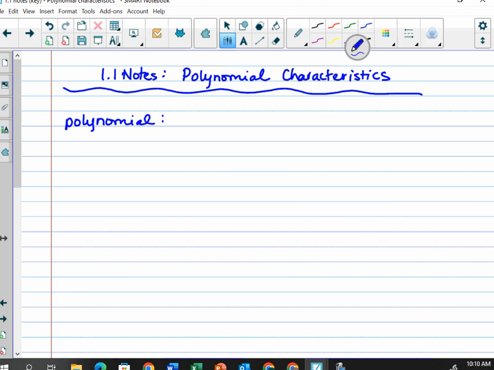So first, let's just look at what a polynomial is. What are the requirements for something to be a polynomial? The exponents have to be whole numbers. So exponents are whole numbers. And when you look at the graph, it'll be smooth and continuous.